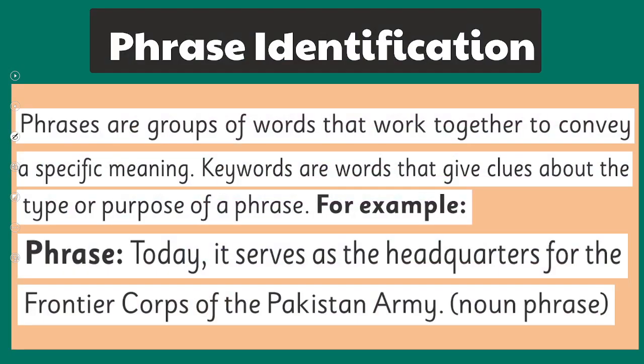Now, let's quickly understand what phrases are and how we can identify phrases. Basically, phrases are groups of words that work together to convey a specific meaning. Keywords are words that give clues about the types or purpose of a phrase. So we will use the keywords to quickly get to the purpose of a phrase, or we can also identify what type of phrase it is. Is it a noun phrase, a verb phrase, an adverbial phrase, adjectival phrase, or prepositional phrase?